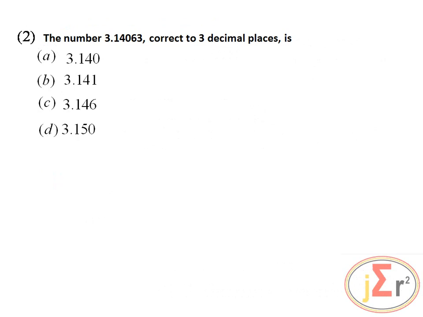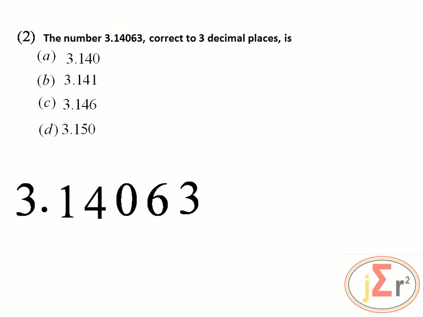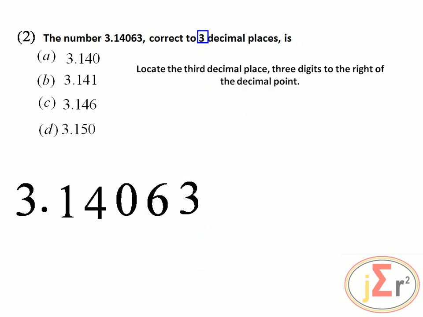The number 3.14063 correct to 3 decimal places. We are attempting to write that number correct to 3 decimal places. First, locate the third decimal place, which is located 3 digits to the right of the decimal point. Right there.